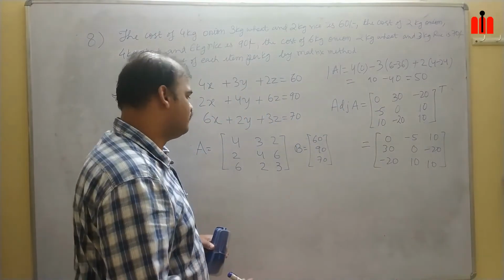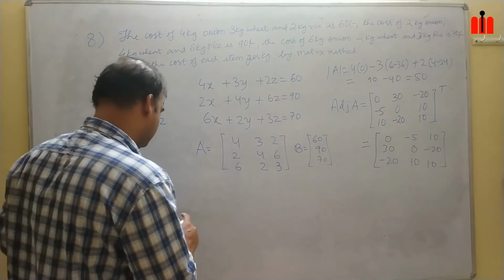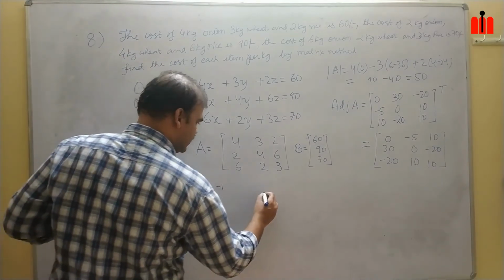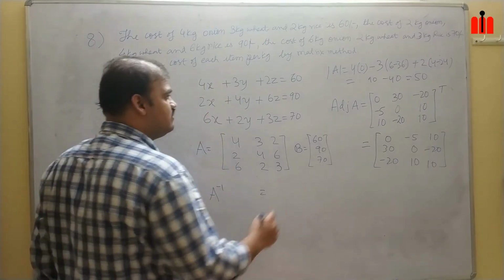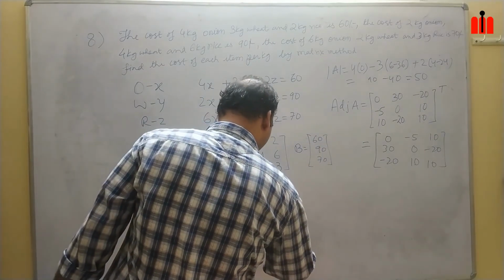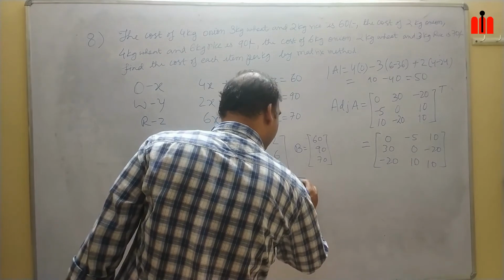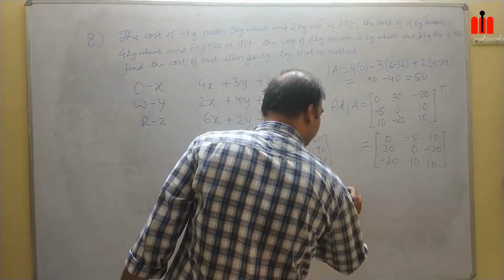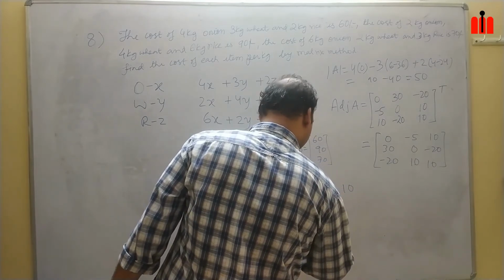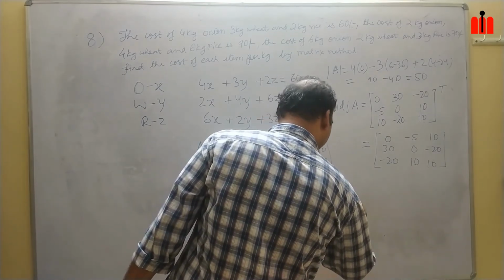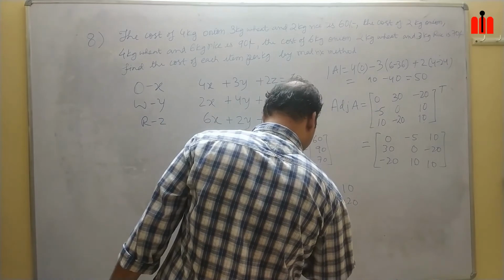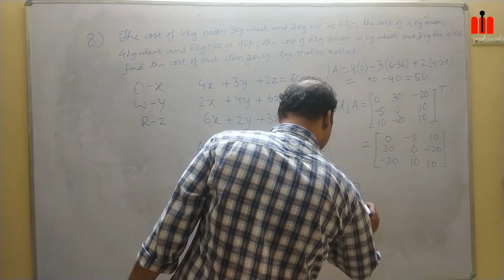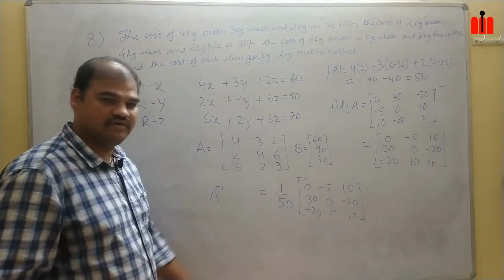Okay. So what will be my A inverse? I will write A inverse here. A inverse will be 1 by determinant of A into adjoint A. 1 by 50 into 0, minus 5, 10, 30, 0, minus 20, minus 20, 10, 10. This is my A inverse.